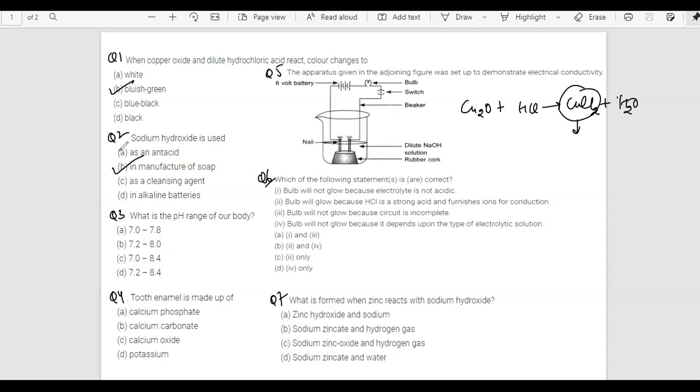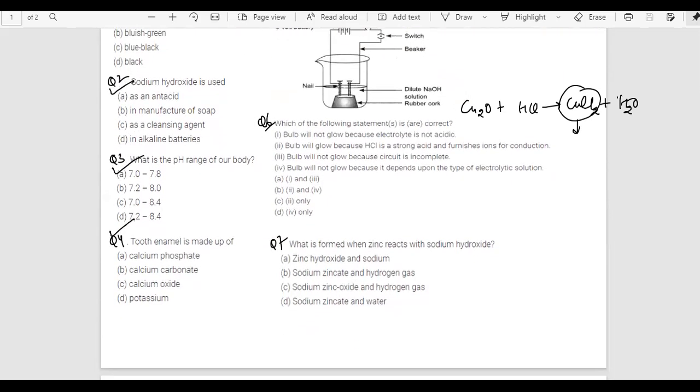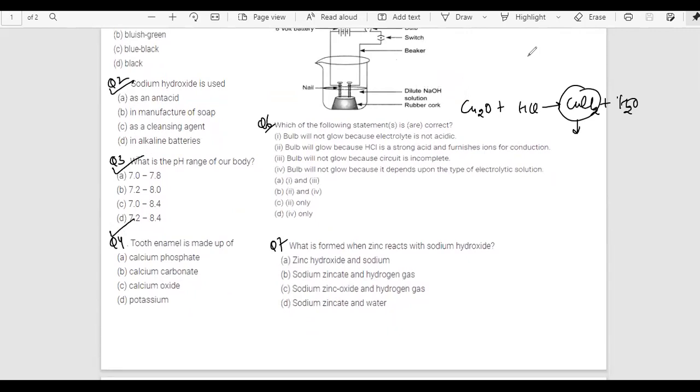The pH of our body is between 7 to 7.8. Which one will you suggest? So the pH range of our body is actually from 7 to 7.8. Okay, got it? The first option, yes, sir.